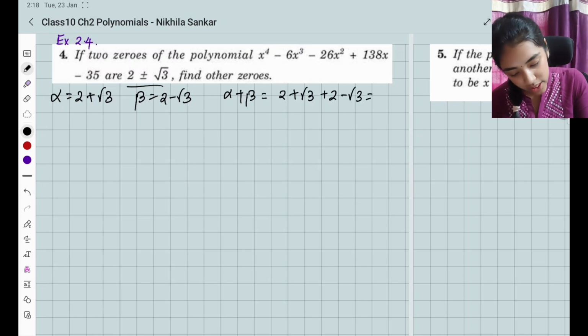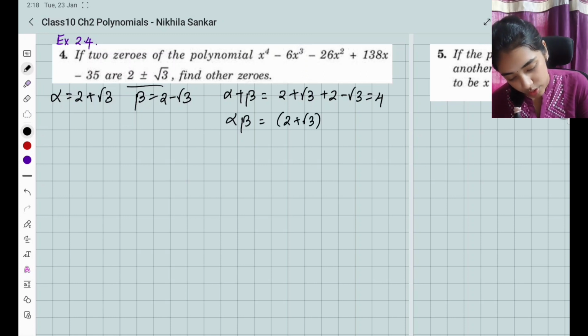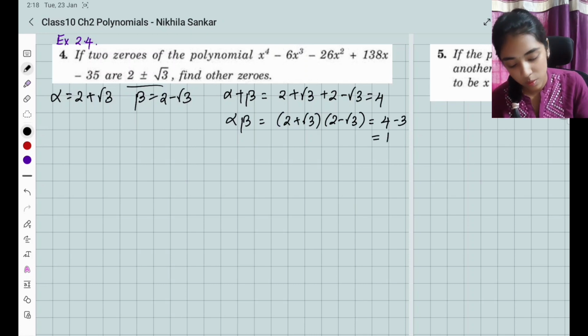2 minus root 3. So this is going to be 4. Then alpha beta equals a plus b into a minus b formula இருக்கு. 2 plus root 3 into 2 minus root 3. So this is going to be a square minus b square. So you have 4 minus 3 which is going to be 1. So what is the equation?